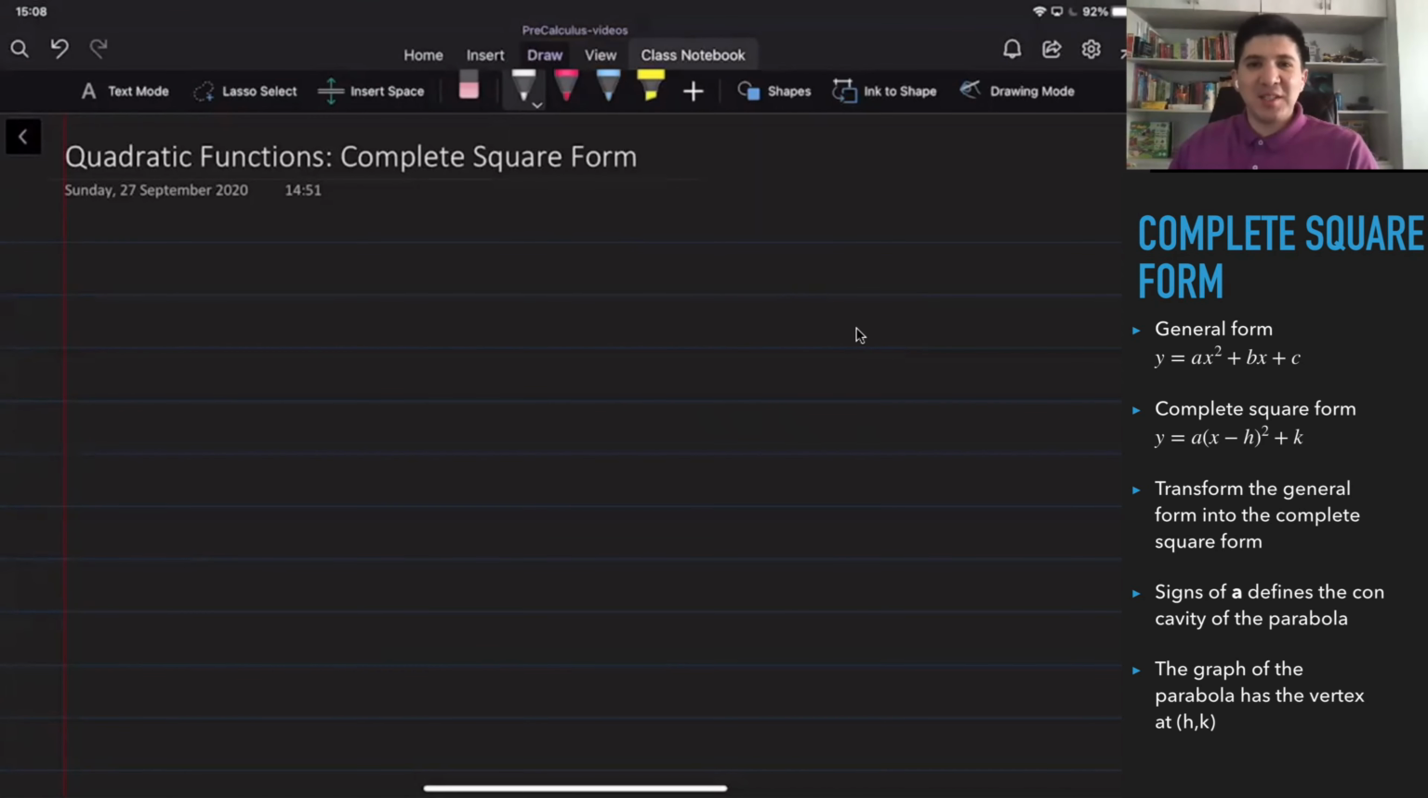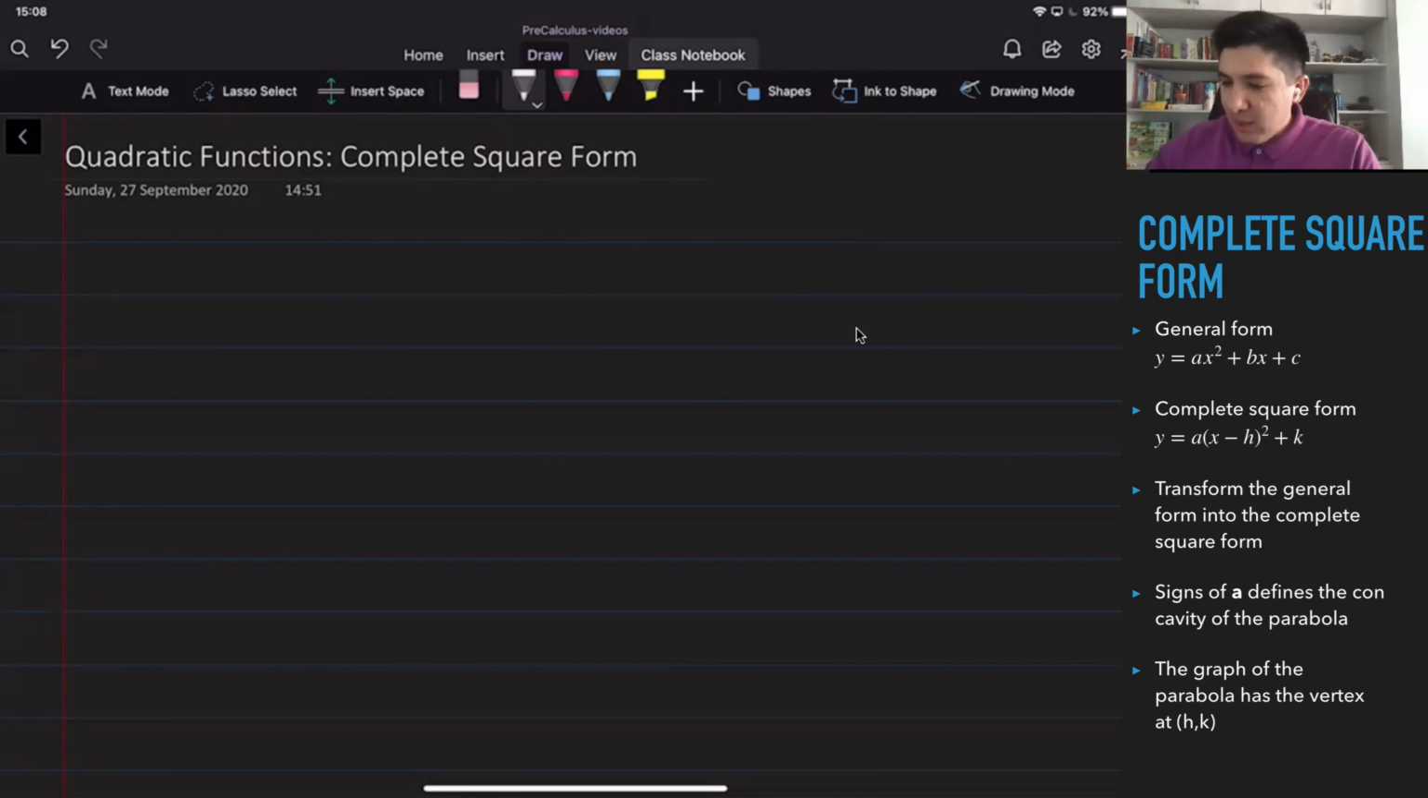In this video lecture, we're going to discuss the complete square form of the quadratic functions. So we are going to discuss what this complete square form is, how to bring a general quadratic function into this complete square form, and also why we actually need this complete square form.